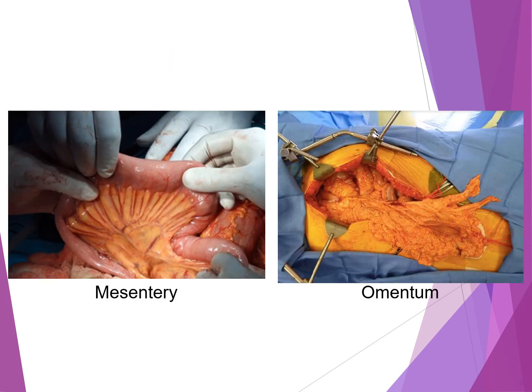So here on the left side, you see the mesentery. It's the same image that I showed you previously in this lecture. And then on the right side, the omentum. This is fat. And again, it has vasculature, lymph nodes, lymphatic vessels, and nerves.